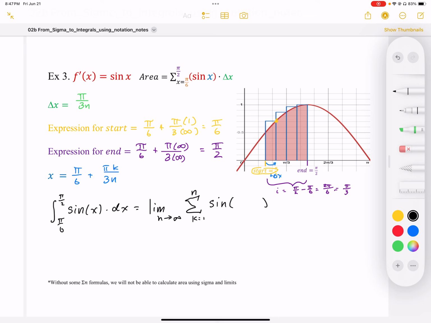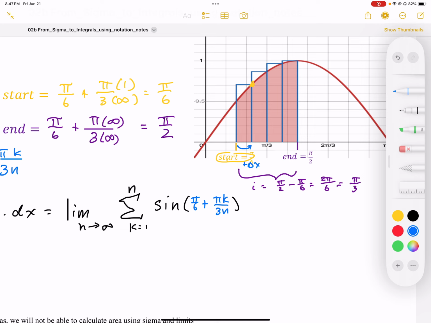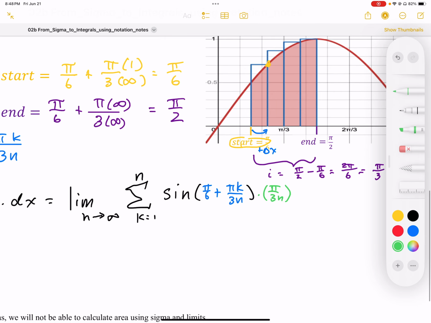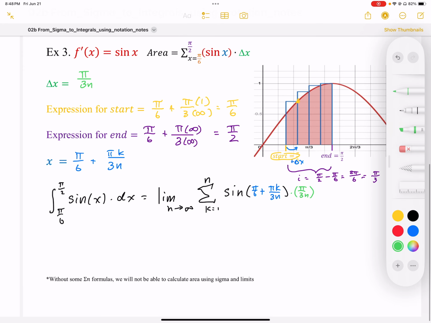My x expression is going to be pi over 6 plus pi k over 3n. That represents my x expression, and I also need a delta x in there, which is pi over 3n, and that represents my delta x. If I sum up each of those rectangles, I'm going to get the Riemann sum. If I let the n go to infinity, I will have the exact area, which is going from my sigma to my integral.